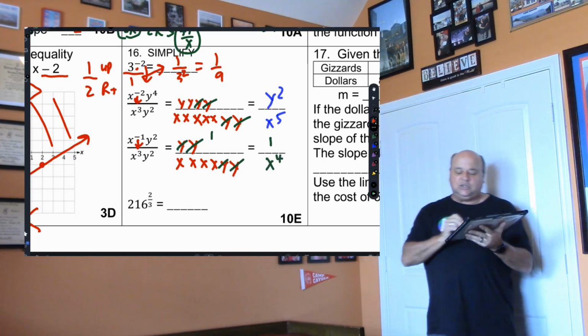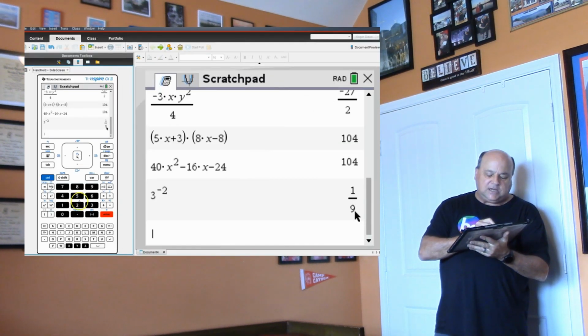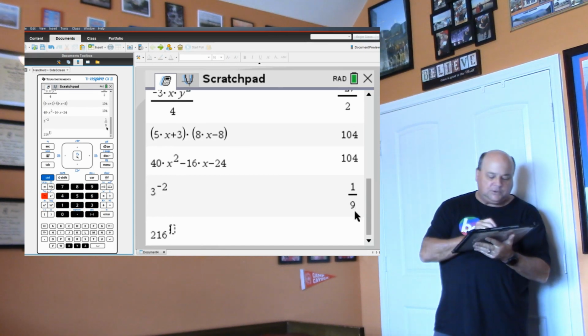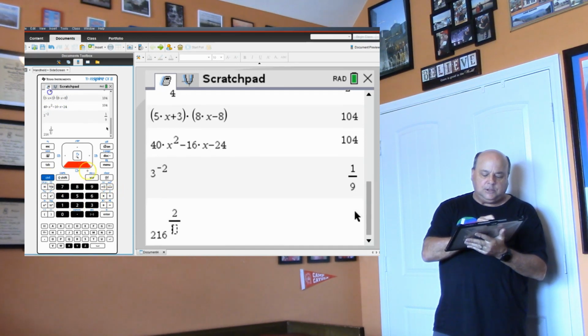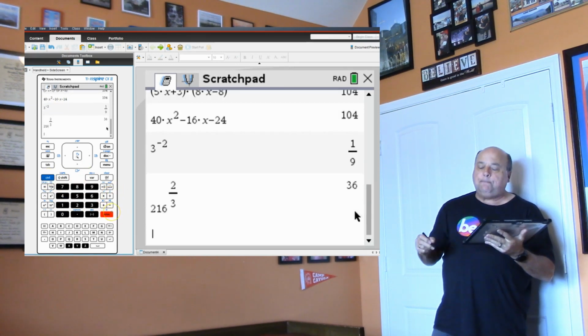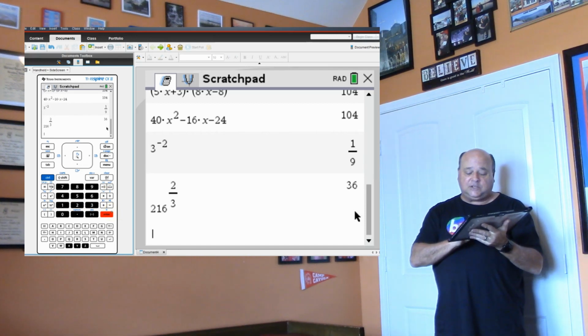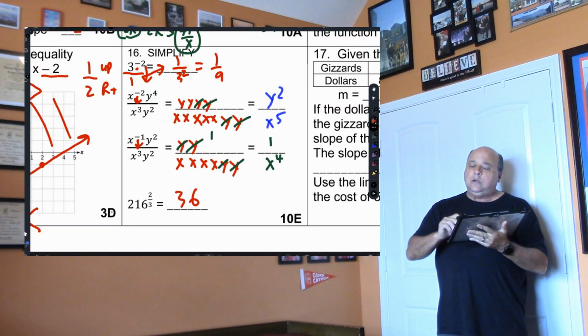And on the next one, you just type that straight in the calculator. So we're going to go to the calculator. Just type in 216, hit the up button, and then we're going to do 2/3. So control divide, and then get the 2/3. Hit enter. Bam, we get 36. Just be able to type that fraction into the exponent. So that answer right there would be 36.